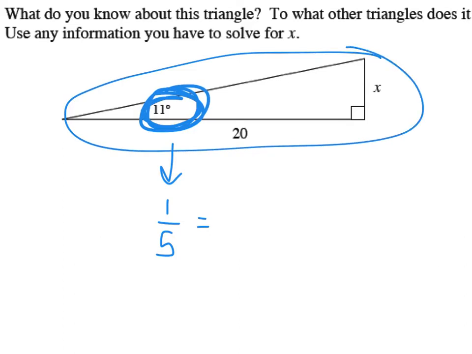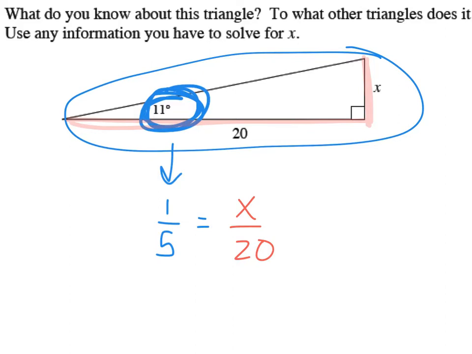So the ratio of 1 over 5 is going to be the exact same thing as the change in y over the change in x in this triangle, and the change in y in this instance is this vertical component, which I'm going to call x. So that's going to be x over 20. And so I know that these have to be equivalent to one another.